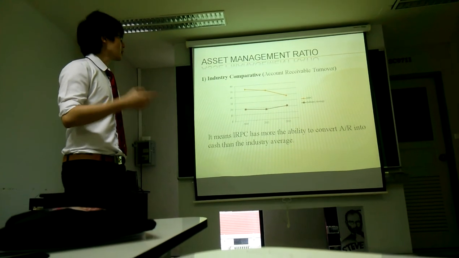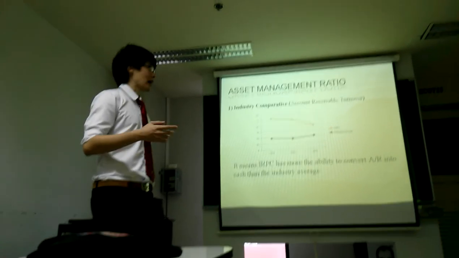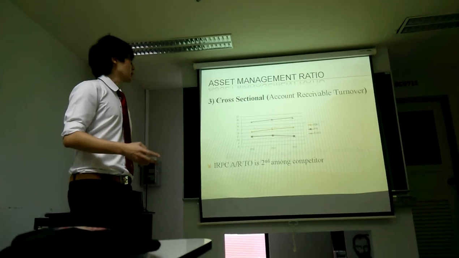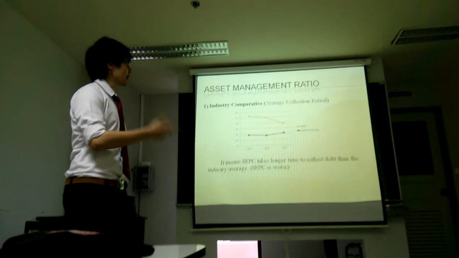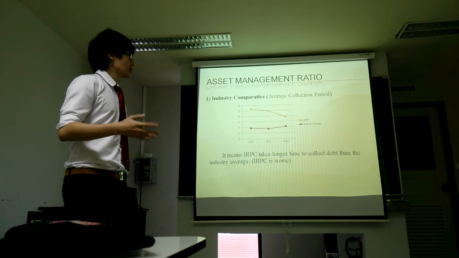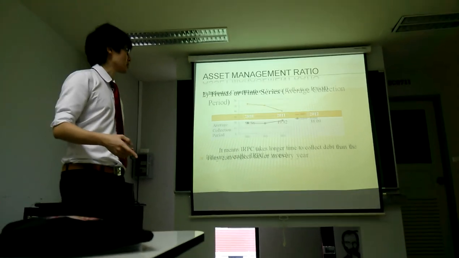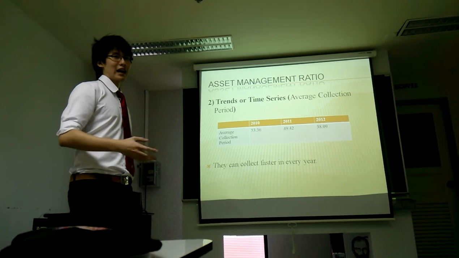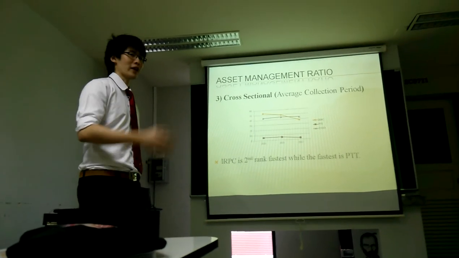For the account receivable turnover, it means how well the company converts the account receivable into cash. As you can see, IRPC is much better and even better each year, and it is the second best among the competitors. And the average collection period, the higher the number in this ratio means that the company takes more time to convert the account receivable into cash. So we can conclude that IRPC is above the industry outlet. This means that it is much worse than the industry outlet. But it can convert the debt into cash with less time in every year. But when compared with the industry outlet, PTT is the best one, converting really fast.